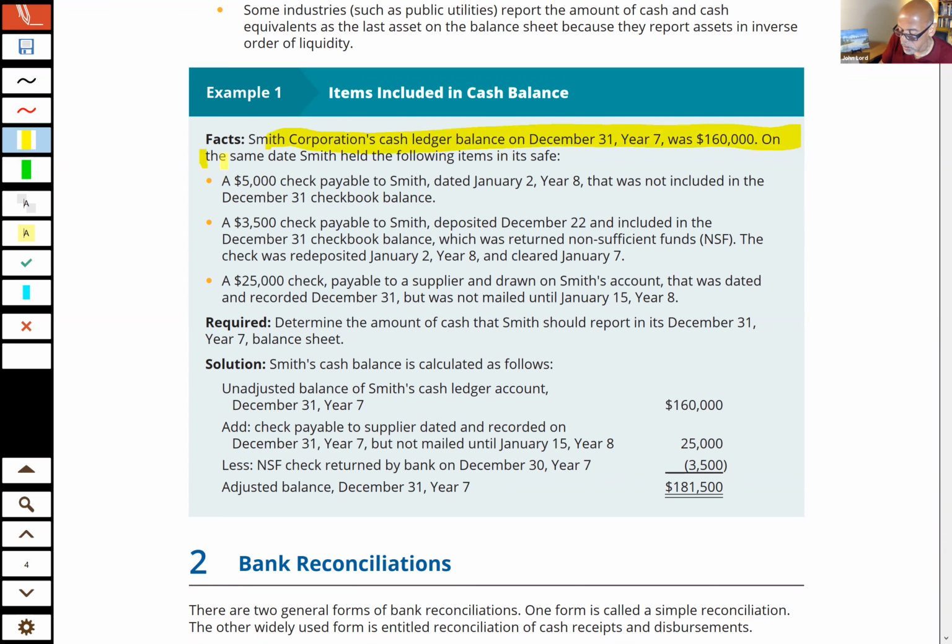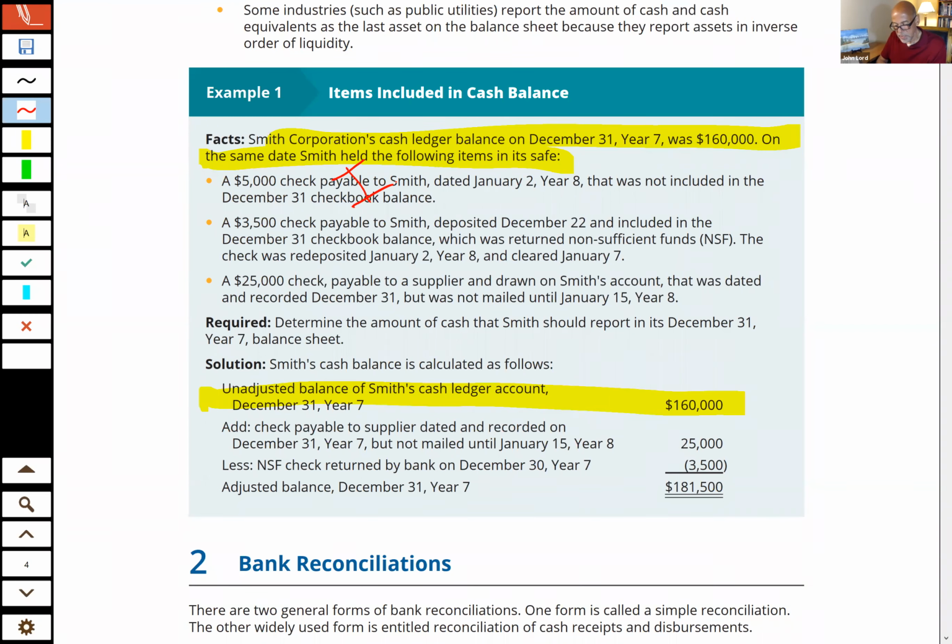They tell us that before they have made any adjustments at December 31st, they had $160,000 of cash. Now they say a $5,000 check payable to Smith dated January 2, year 8 was not included in the December 31st, year 7 checkbook balance. Should it have been? No. And so we would have to get used to what? In the old days when you took the exam on paper, the advice would be to I-beam that, so you don't keep looking at it. Get rid of that. That's something that should be ignored, right?